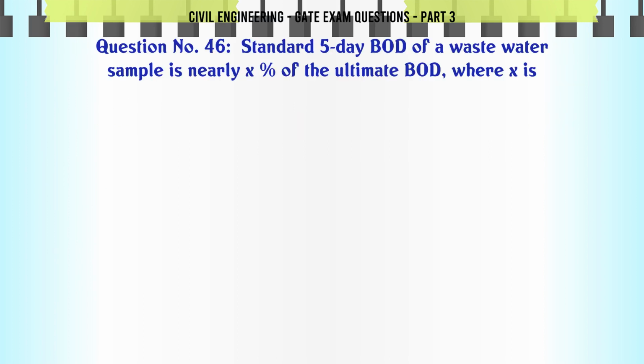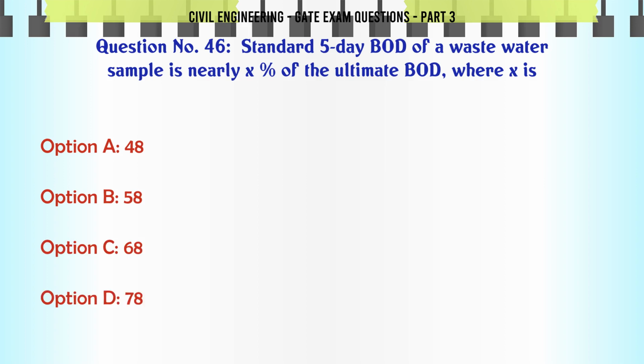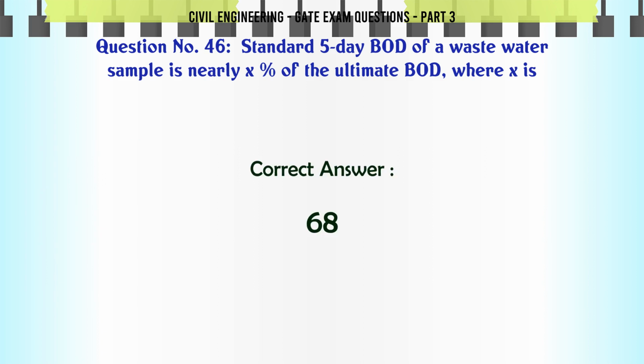Standard 5-day BOD of a wastewater sample is nearly X% of the ultimate BOD, where X is: A. 48, B. 58, C. 68, D. 78. The correct answer is 68.